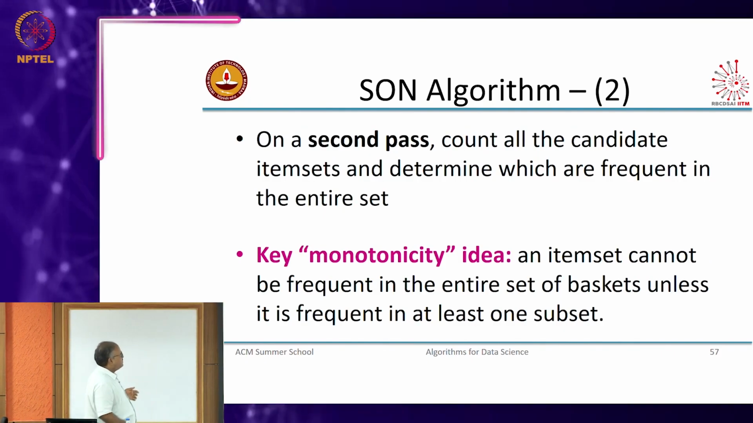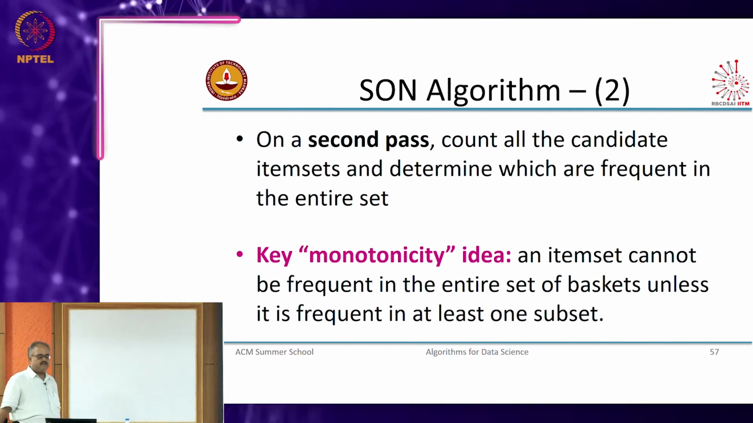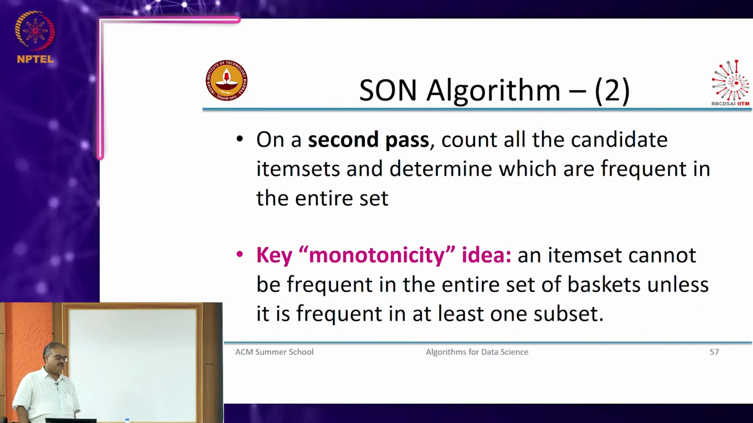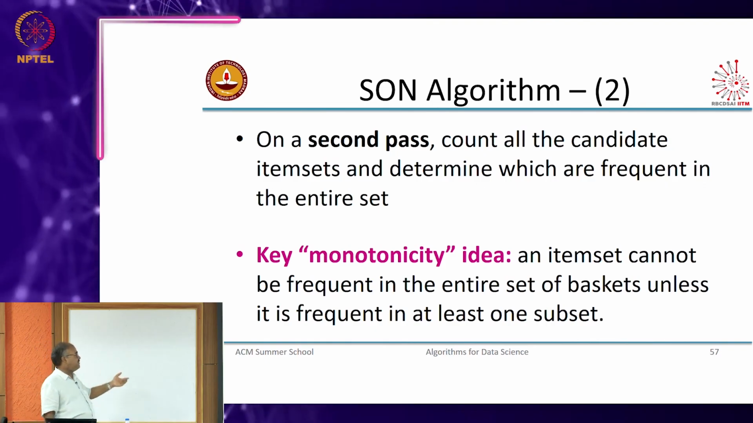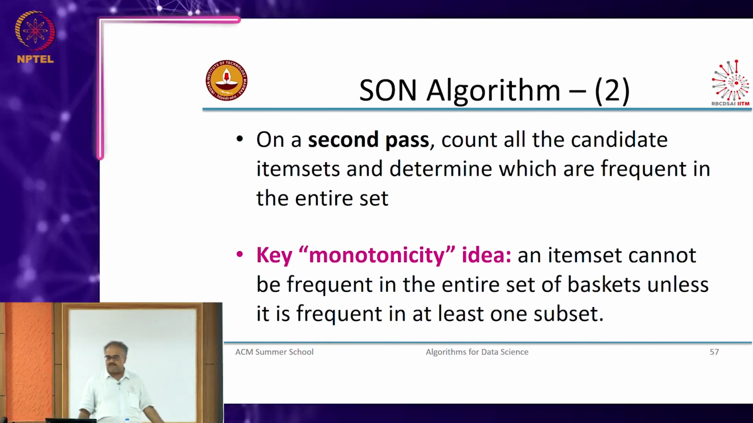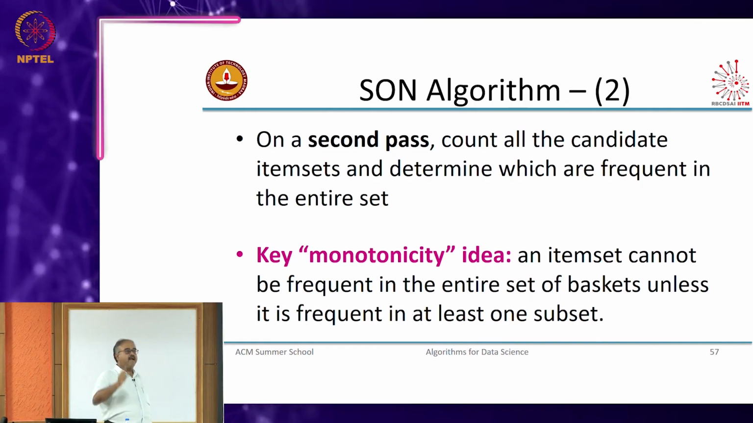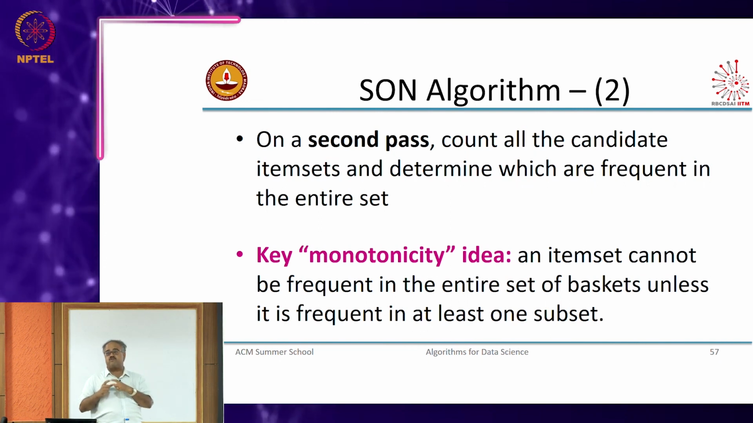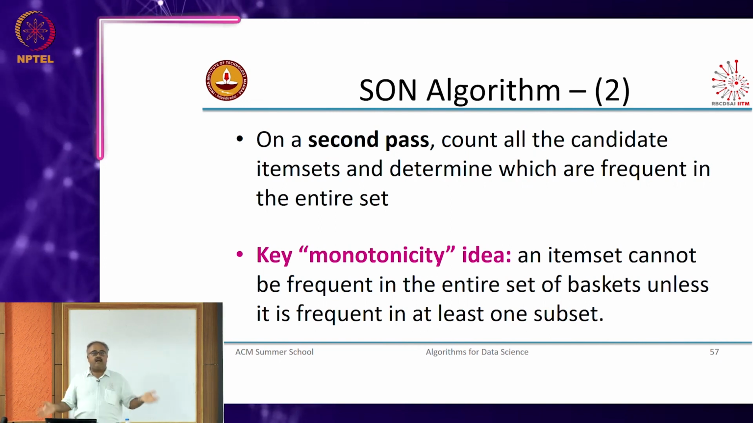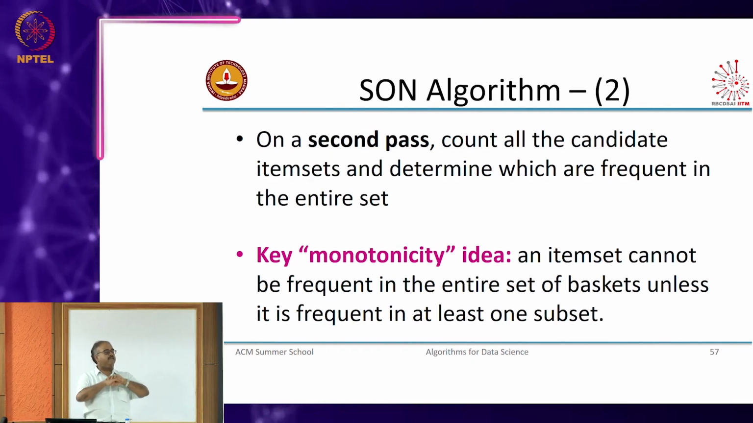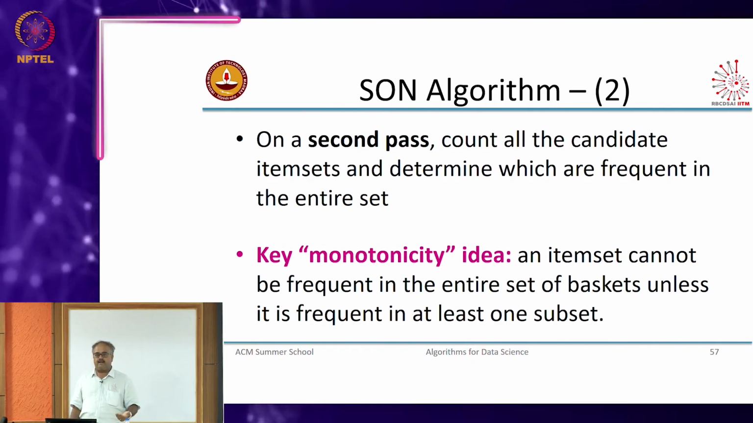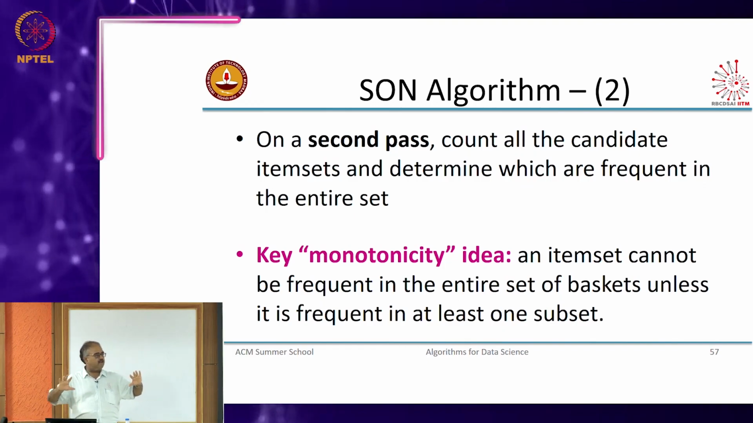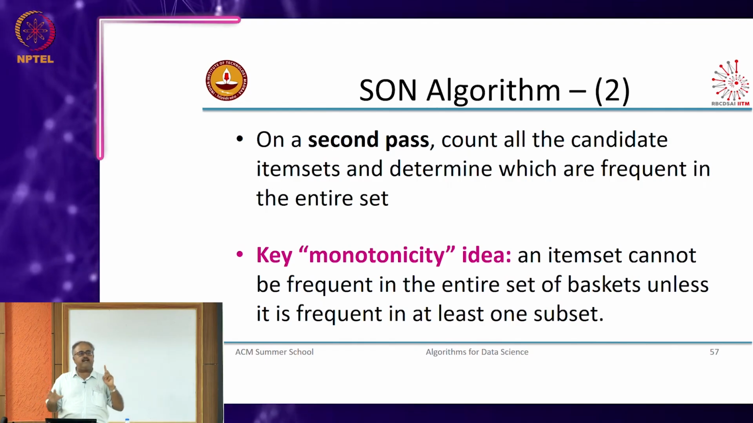Now on the second pass, I look at all the candidate item sets and determine which are frequent in the entire database. The idea is this: an item set cannot be frequent in the entire database unless it was frequent in at least one of the chunks. If I have 100 chunks, and in every chunk it does not reach S by 100, then there is no way in the entire data it will reach S. At least in one chunk it has to reach S by 100.